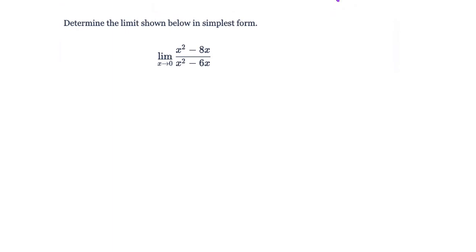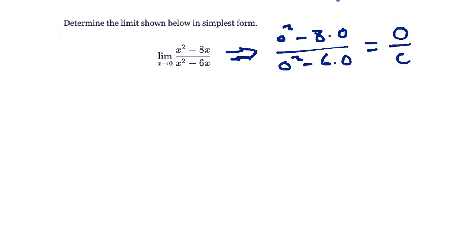If you tried this one, you worked on something like the following. You said, okay, I'm going to plug in 0 because that's what Alquist said. Just do direct substitution, see what happens. You get 0 squared minus 8 times 0 divided by 0 squared minus 6 times 0. And you realize really quickly that you get 0 over 0 and you go, oh my gosh, that's a hole. I got to fix it. I got to figure something out.